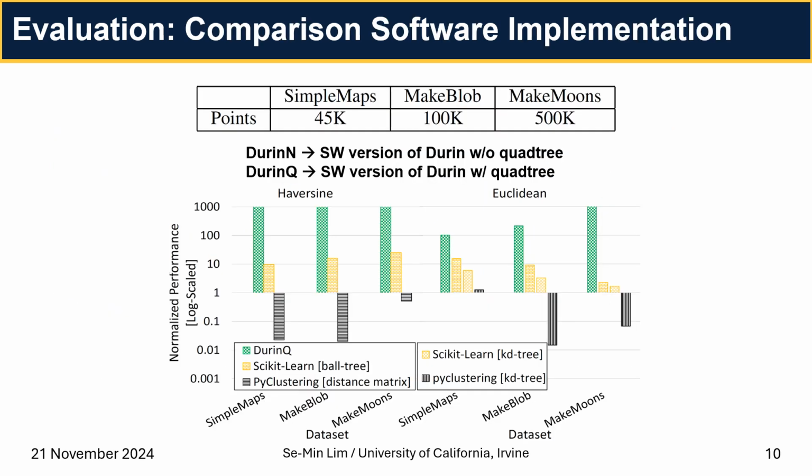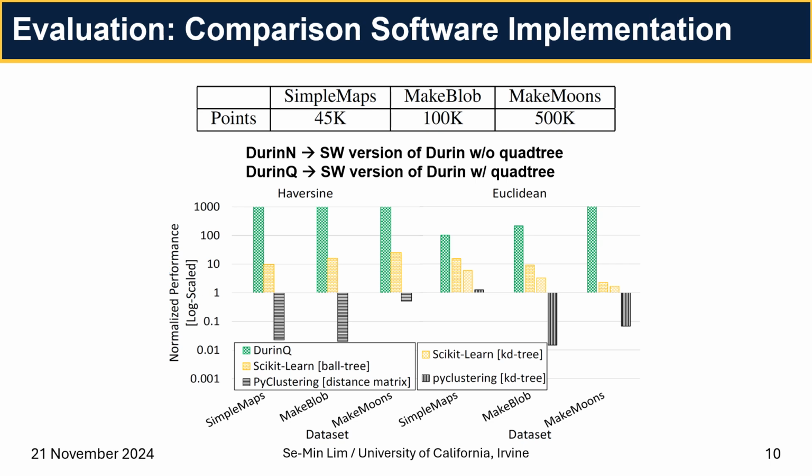I will show the software comparison with other state-of-the-art clustering tools first. The upper table contains the datasets we used for the evaluation, and we used small-sized real-world and synthetic datasets because of the very slow software performance without acceleration. And then for the naming, Durin N means our own software version of Durin without a quadtree index, and Durin Q means our own software version of Durin with a quadtree index. And this graph is normalized to Durin N.